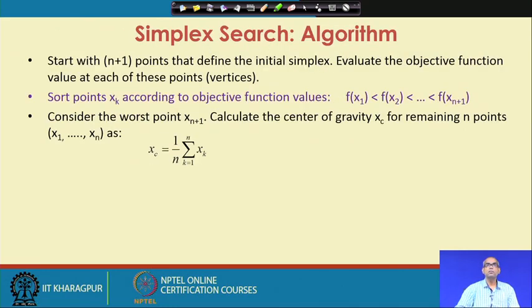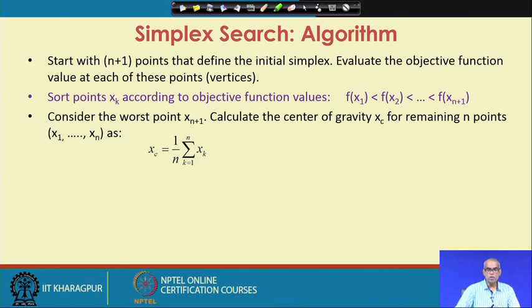So, now we can propose the algorithm as follows: start with n plus 1 points that define the initial simplex, evaluate the objective function value at each of these points or vertices, and sort points x k according to the objective function values such that f of x 1 is less than f of x 2 is less than f of x 3 is less than f of x 4, and so on, and f of x n plus 1 is the highest.